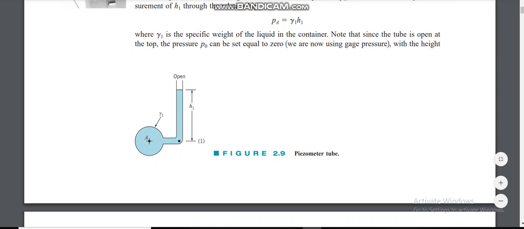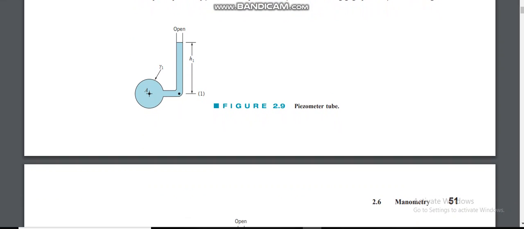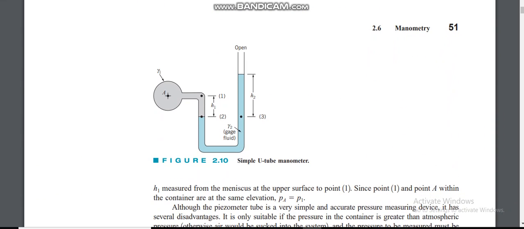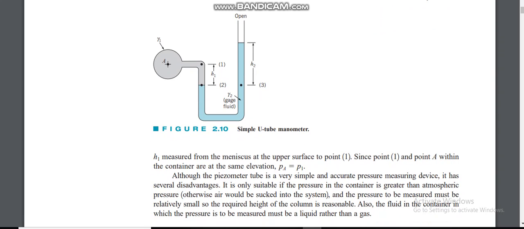Okay, now the simplified form of the piezometer is this. Suppose the standard point is taken as A, and here it is open to the atmosphere and the fluid is filled in this tube. The fluid has some specific weight which is denoted as gamma 1, and at some height it is taken as h1. Okay, now this is called the U-tube manometer, and it is another type of manometer. This is the simplest form of manometer, as shown.